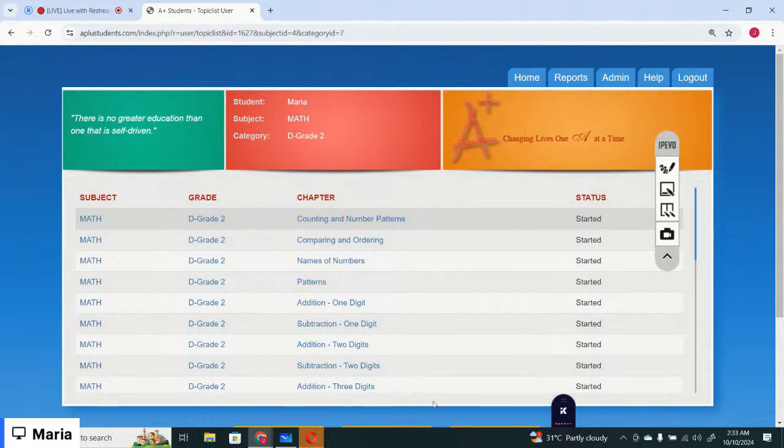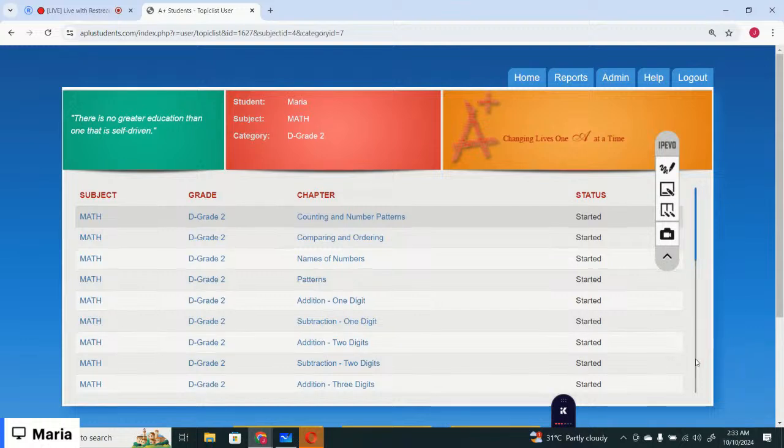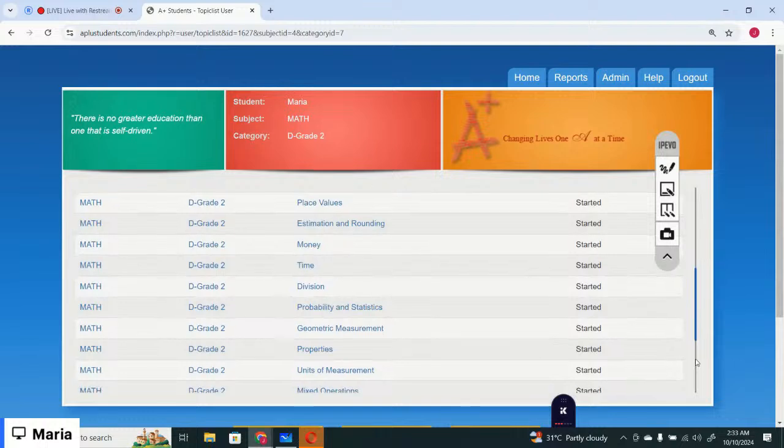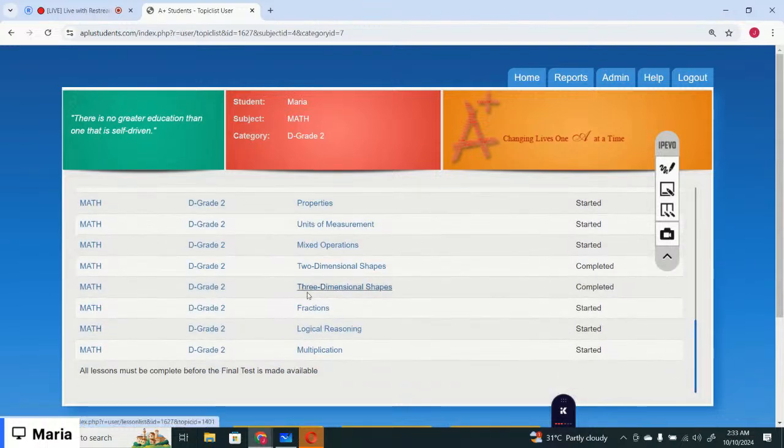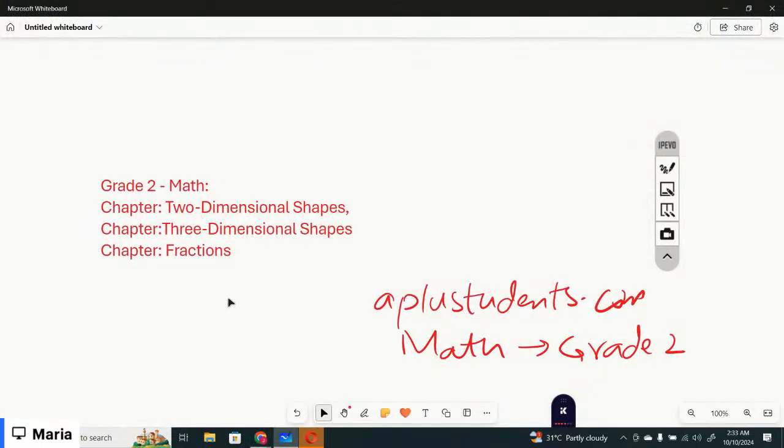Okay, so we still have 10 minutes. You can ask questions if you have any. We were working on grade 2 math. We started with the chapter on two-dimensional shapes, then we covered three-dimensional shapes, and the one we just finished is fractions, right? So if you have any questions, please ask. I'm here to answer all your questions and confusions if you have any.